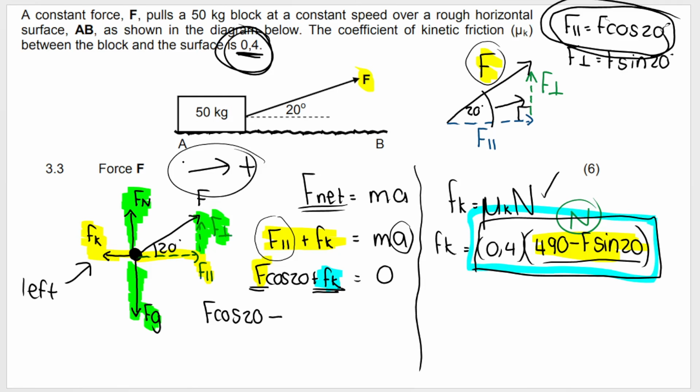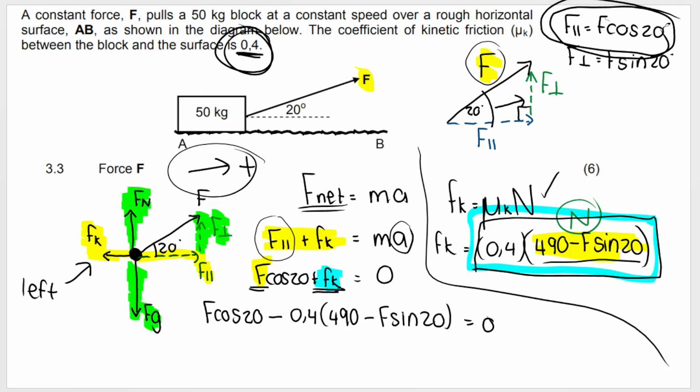This entire thing is friction. 0,4(490 minus F sin 20), and that's all equal to 0. Okay, I hope you're still with me. This looks crazy, but what I hope you can see is that now I only have one variable in my equation, F, and I'm trying to solve for F.